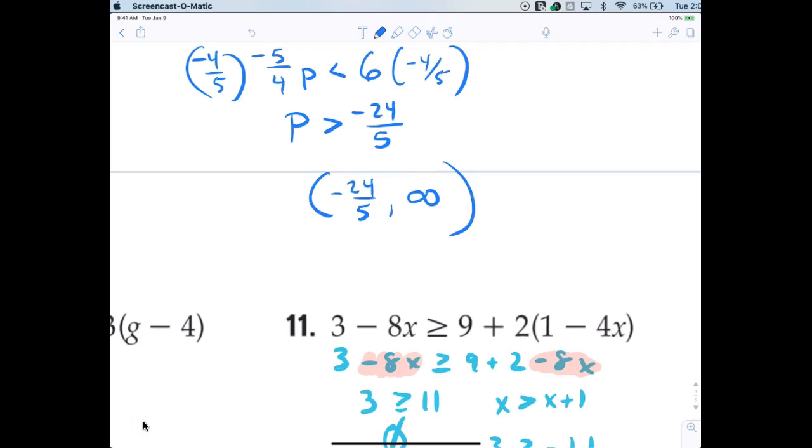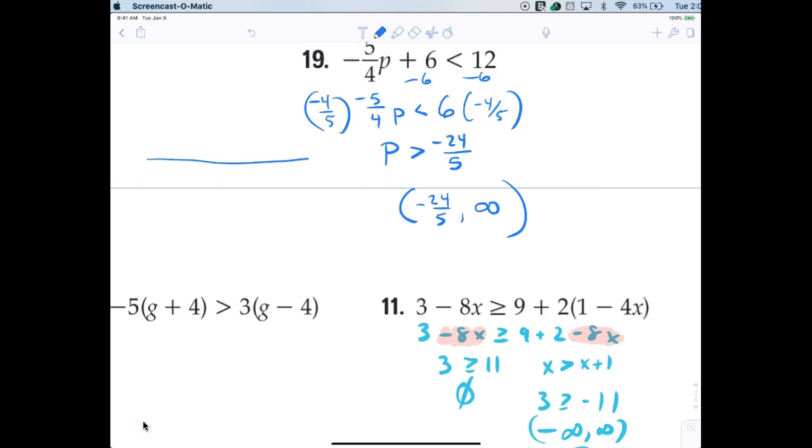Well, to graph a fraction, don't be confused by graphing a fraction. Again, you're just writing -24/5. And of course, you know -24/5 is -4.8. If you didn't know that, you can just do it on your calculator.